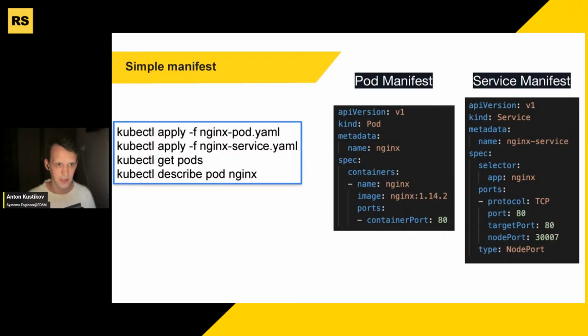And to deploy all of this, we only need to run kubectl apply, kubectl apply, then kubectl get pods just to verify everything is deployed and that our pods are in the running status. And if you want to have a look inside this pod, at the logs of this pod, or what is actually happening with this pod, we can run kubectl describe pod nginx.